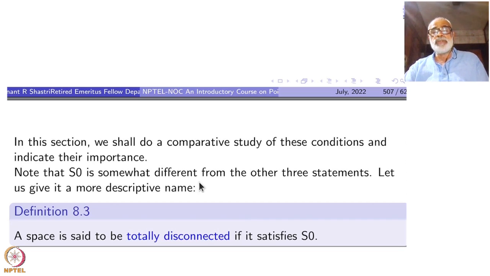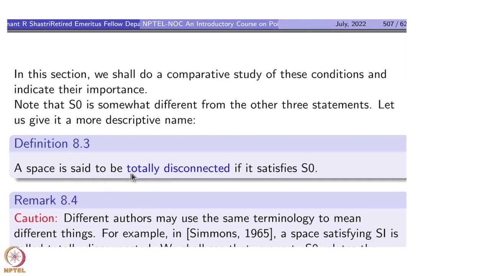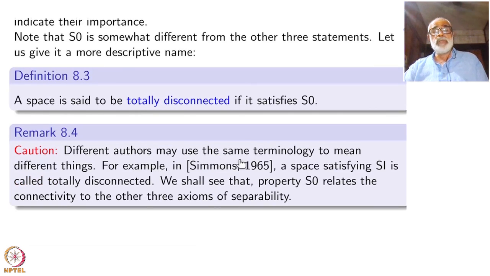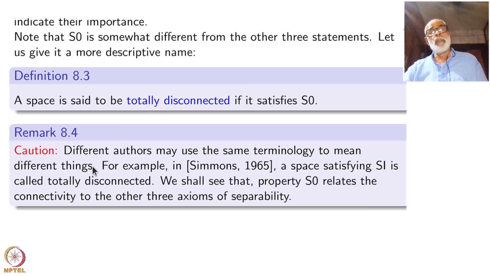Note that S naught is somewhat different from the other three statements. Let us give it a more descriptive name. Sometimes I will use that, but for safety, I will use S naught only. Any space which satisfies S naught will be called totally disconnected. I want to caution you that different authors may use the same terminology to mean different things. So their total disconnectedness may be different.